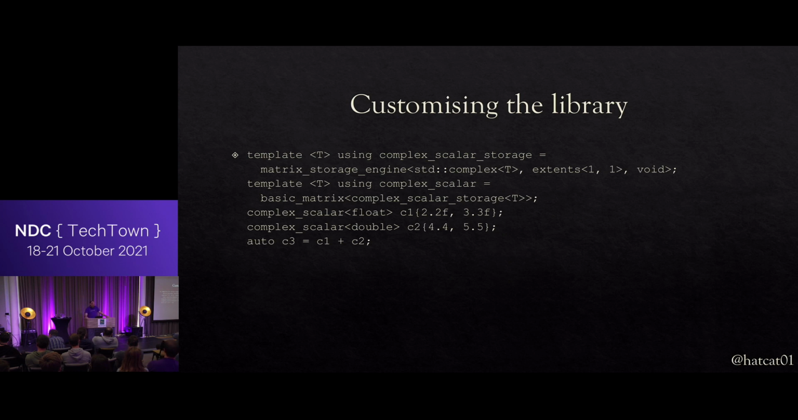Interestingly, this solves the complex number problem in a roundabout way, because by declaring two matrices of dimension 1 by 1, you can use that machinery to do all of the appropriate promotion. Now, I'm defaulting to row major storage here. The type of C3 will be complex scalar double.